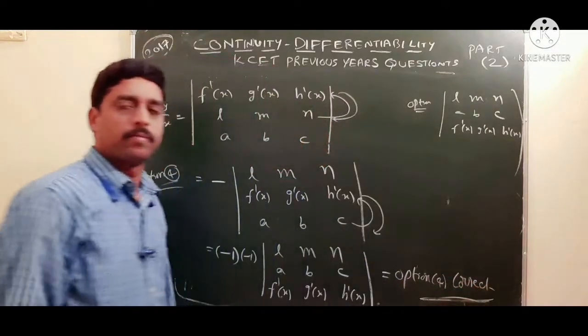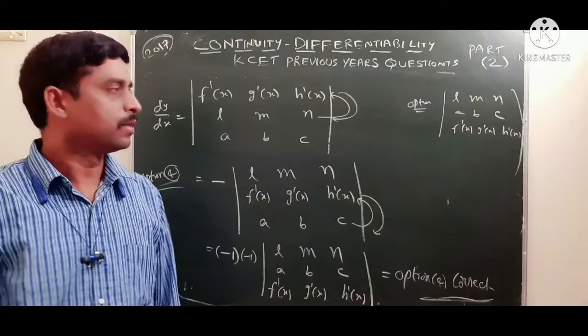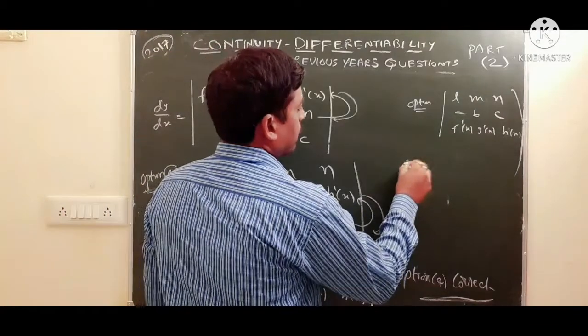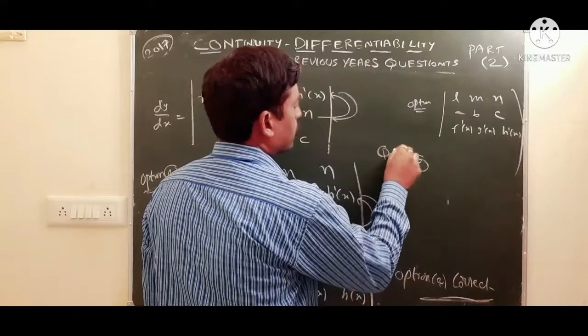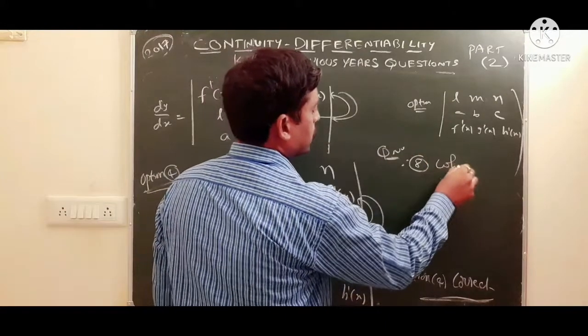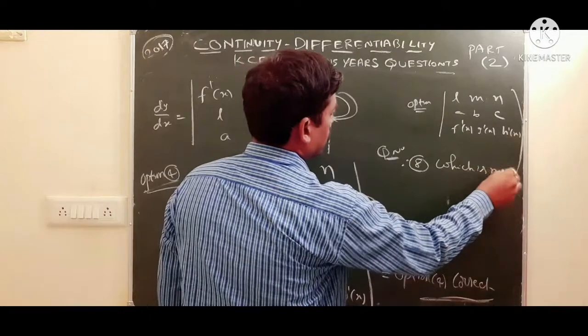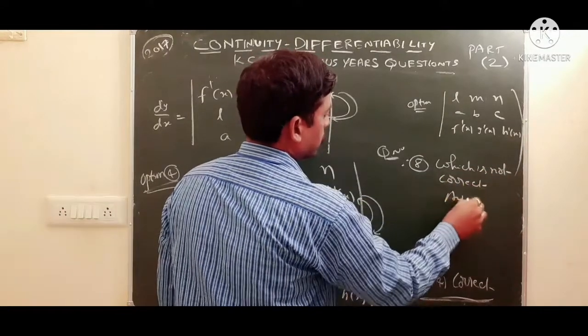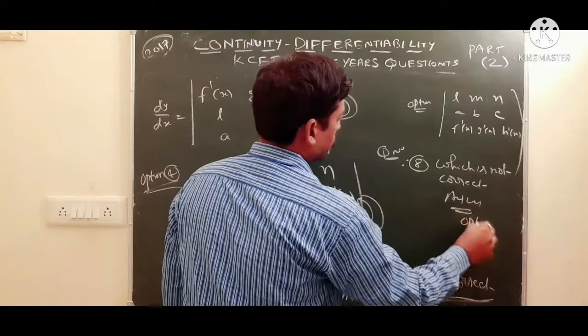Option 4 is correct. So which is not correct? Option 2 is not correct. In this question, number 8, which is not correct, the answer is option 2.